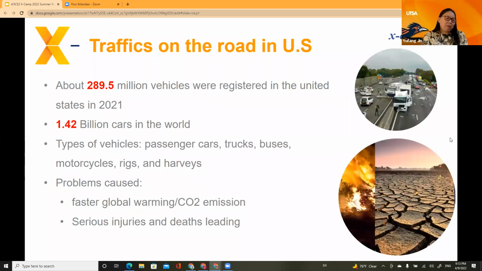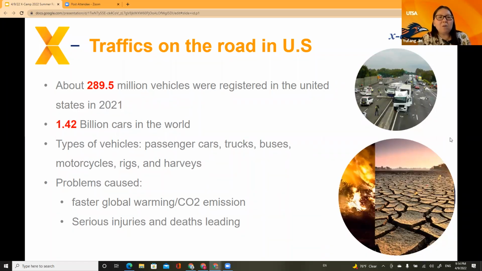Okay, so after we look at the importance of autonomous vehicles, the specific type of robots, let's look at what's the current situation on the road. It's reported that there are about 289.5 million vehicles registered in the United States in 2021. And overall, there are about 1.42 billion cars worldwide. The types of vehicles include passenger cars, trucks, buses, motorcycles, rigs, and all kinds of other transportation vehicles.